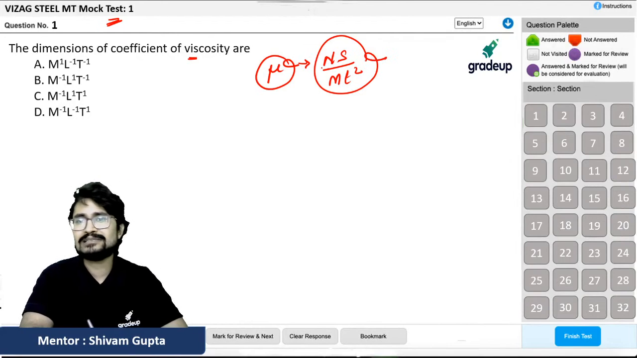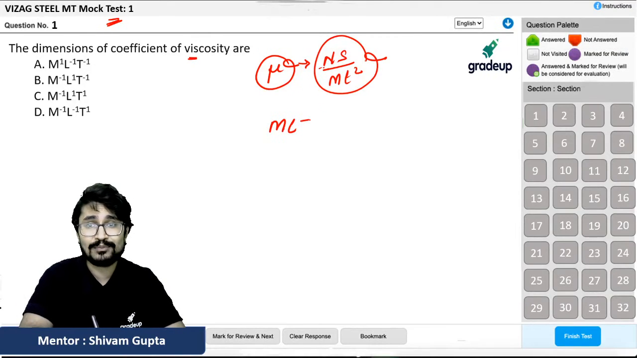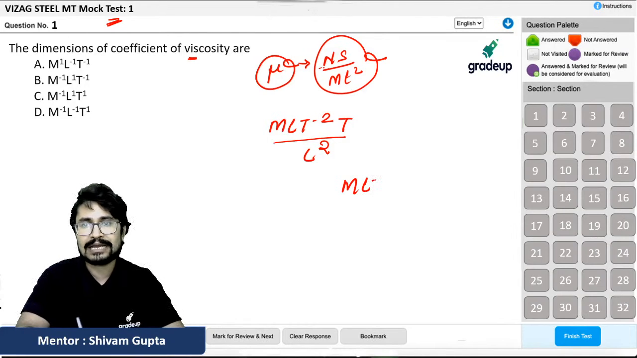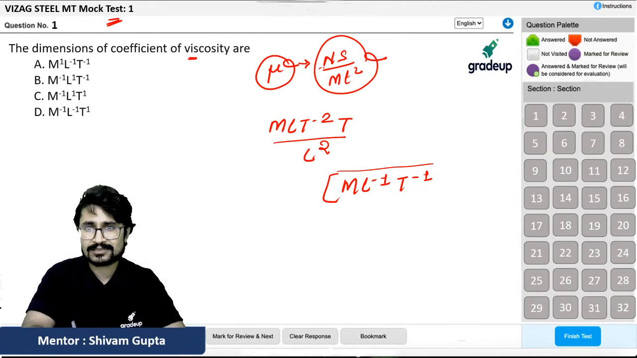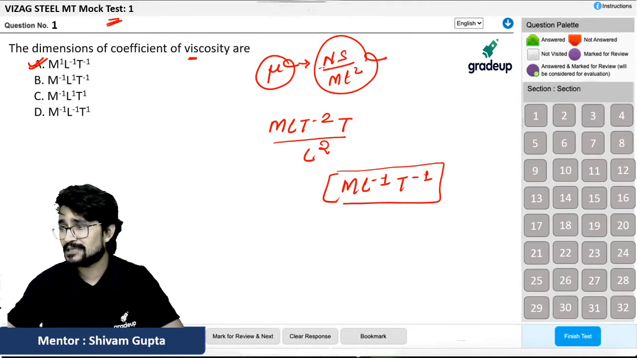Yes. So what is the dimension of Newton? It is force, and we know that it is mLT minus 2, right? Second is T, divided by meter, that is L square, and when you solve it you will get mL minus 1 T minus 1. So the correct answer for this question will be option number A.